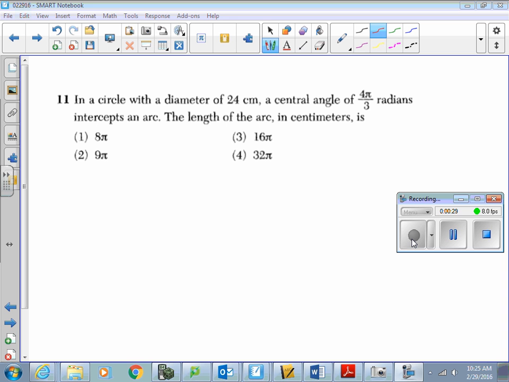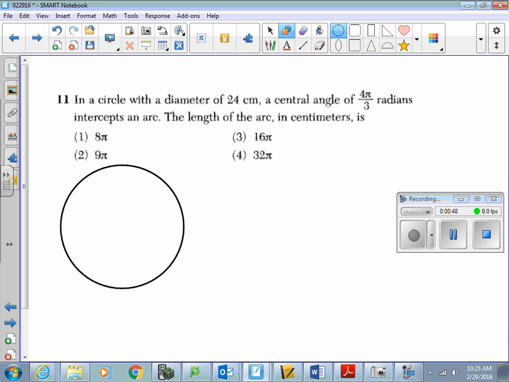In a circle with a diameter of 24 centimeters, a central angle of 4 pi over 3 radians intercepts an arc. The length of the arc in centimeters is. All right, so let's draw a circle here. Let me actually draw a real circle. Maybe that'll help. I'm going to draw a circle. All right, so let's just make a center point here.